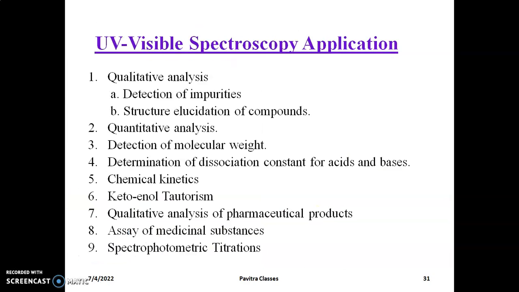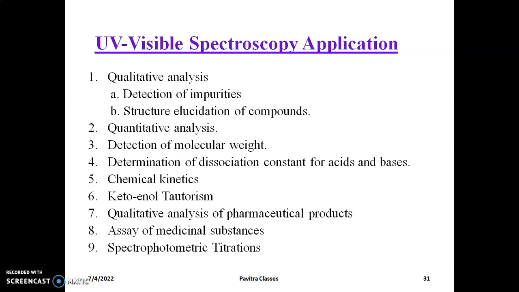Coming to the applications part, where UV visible spectroscopy is applicable. Usually it is used for qualitative analysis of compounds. If the compound is unknown or has impurities, detection of impurities can be done by this, showing how much impurity is there in the sample. Structure elucidation of the compound: if it is an unknown compound, the structure can be determined by this instrument.